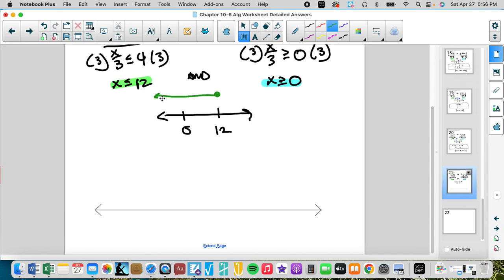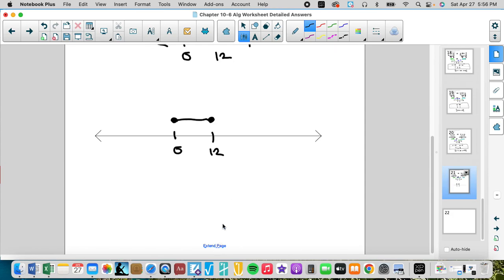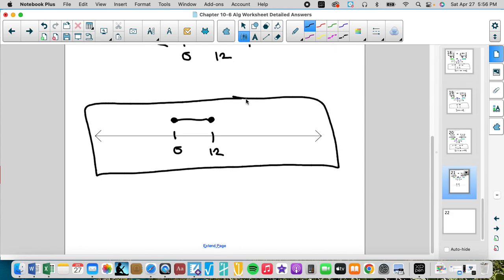Close circle. Close circle. And yes, you saw that the intersection was going to be 0 to 12 because it was an and. So 0 is less than or equal to x, which is less than or equal to 12. And there you have it.